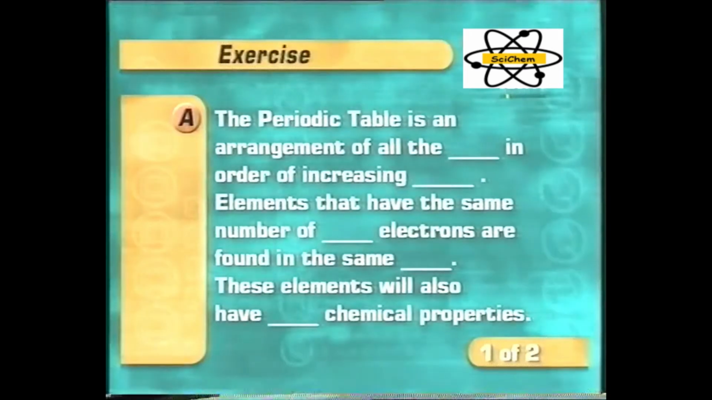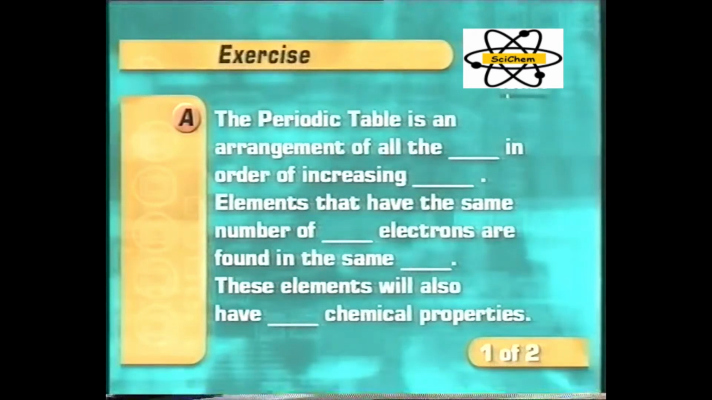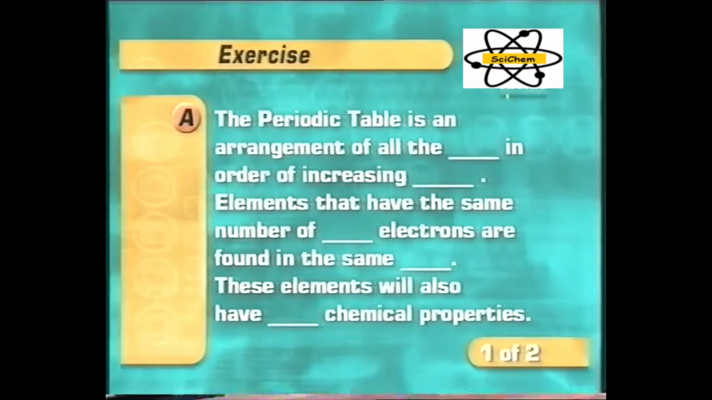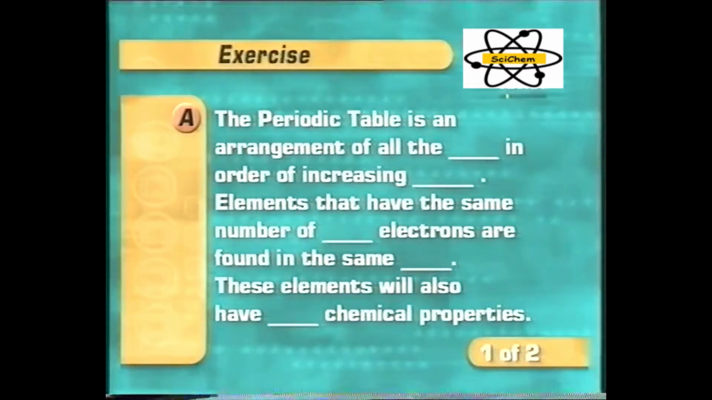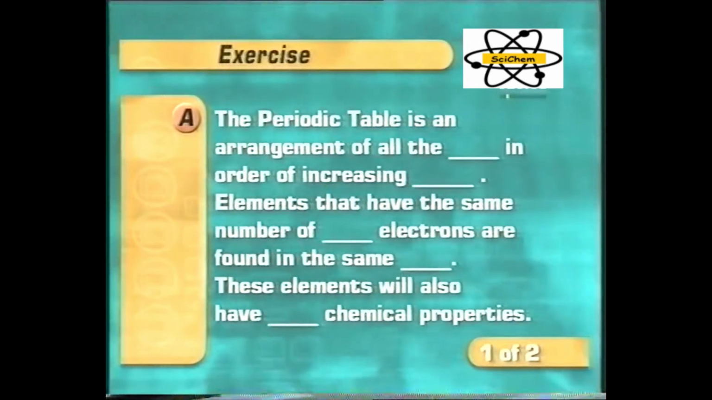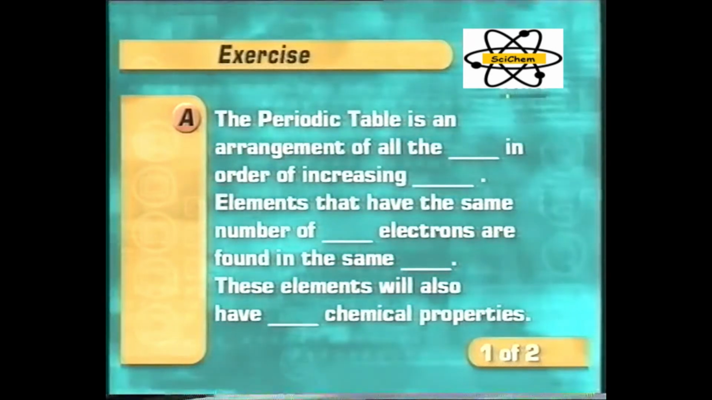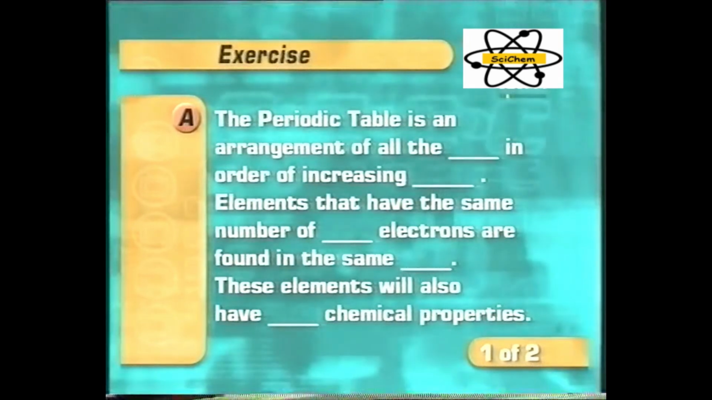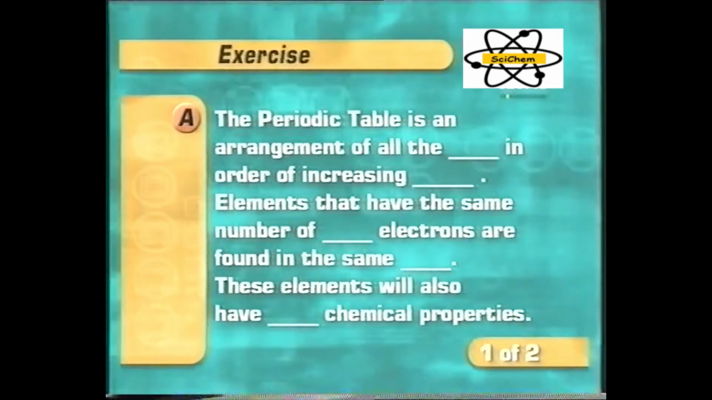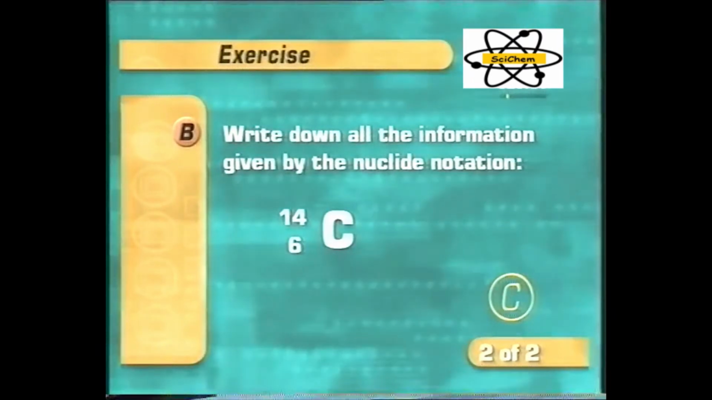Here's an exercise. Pause the tape and copy the following sentences. Then fill in the blanks. The periodic table is an arrangement of all the, in order of increasing, elements that have the same number of electrons are found in the same. These elements will also have chemical properties. And write down all the information given by this nuclide notation.